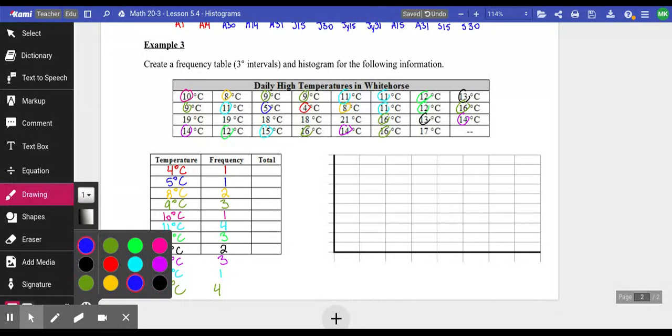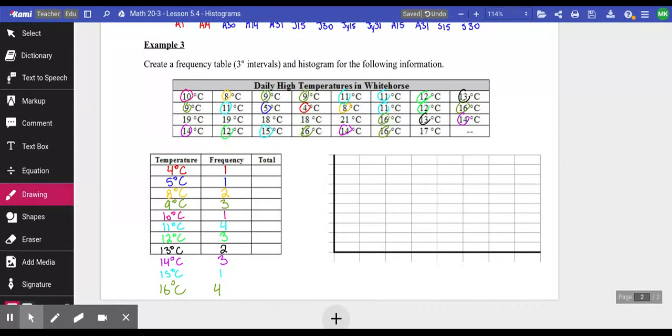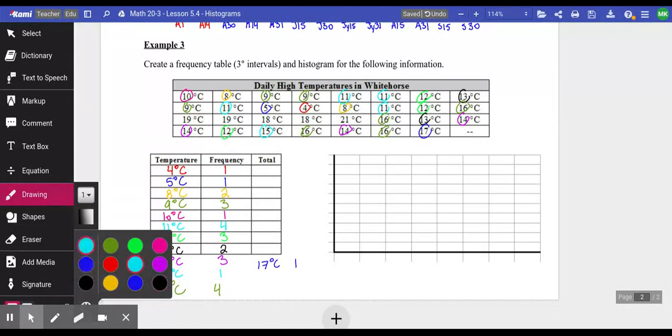And then we're going to keep it going. 17 degrees happens once. 18 degrees. 1, 2. 18 degrees is 2. 19 degrees. 1, 2. And our last one, 21 degrees.